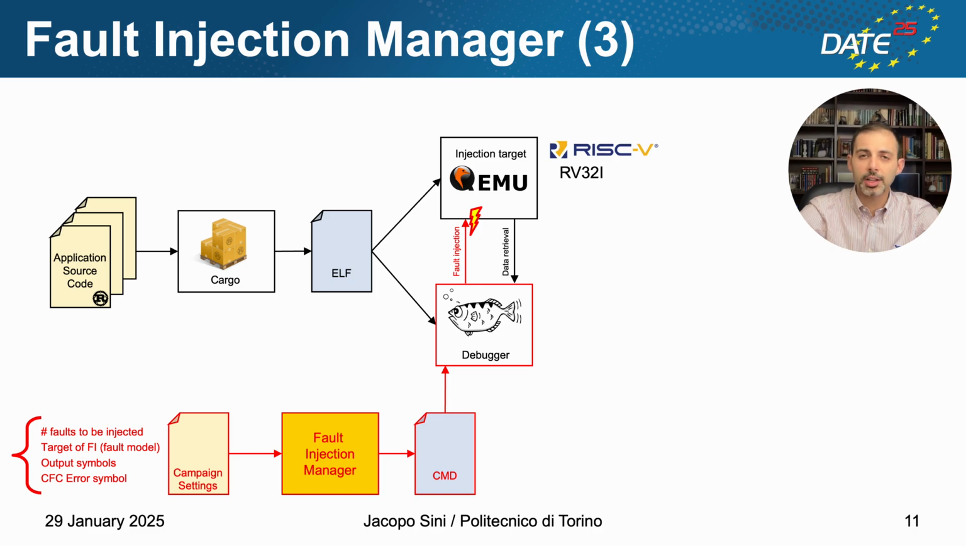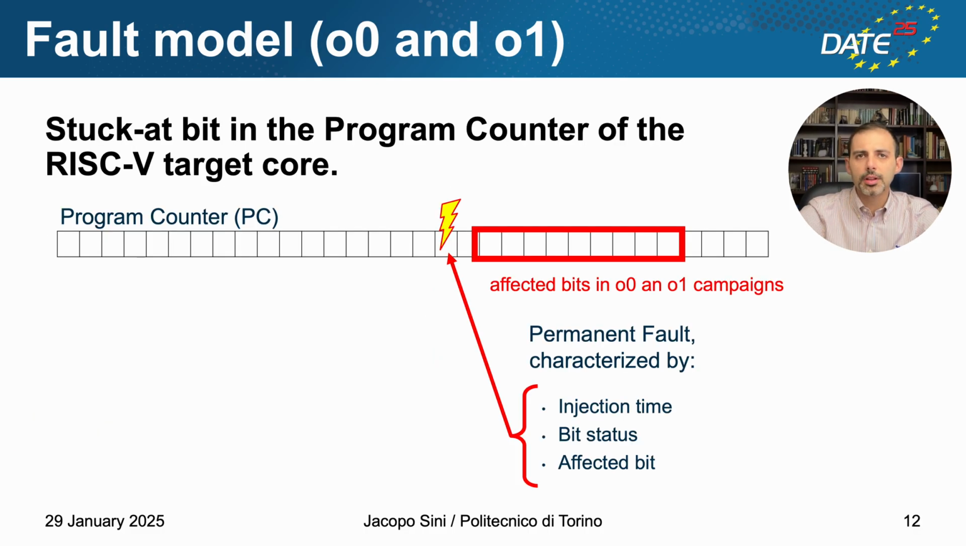A golden run, that is fault-free, is performed to get the correct behavior of the application. Then the debugger allows injecting faults. The faults injected during the campaign are permanent stuck-at faults affecting a single bit of the core's program counter. Each individual injection is characterized by an injection time, the stuck-at bit status, that can of course be 0 or 1, and the affected bit of the register, that is, in other words, in which position within the register the bit remains stuck.